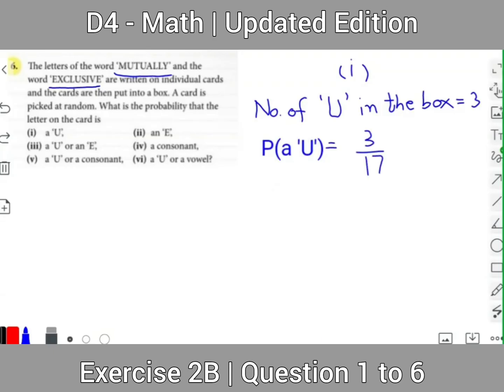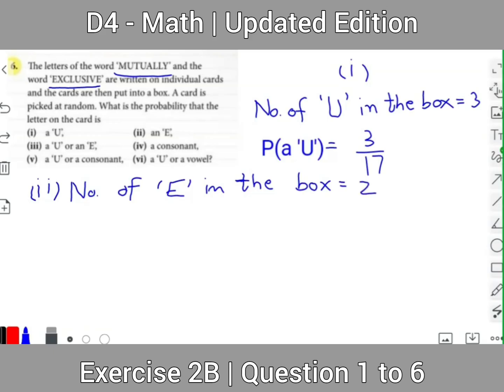Now, in part 2, the probability that the letter on the card is an E. First we have to find out the number of E's in the box. So in both the boxes, we will see the number of E's. In the word mutually, we have no E, and in the word exclusive, we have 2 E's. So the number of E's in the box will be equal to 2.